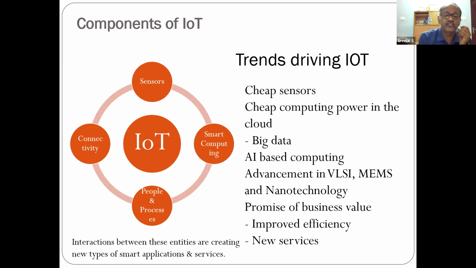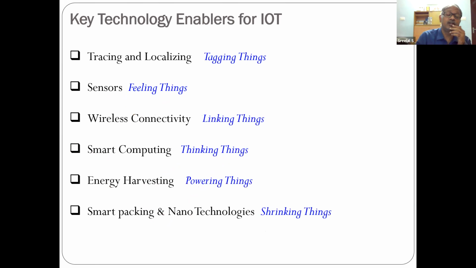Now, what are the components of IoT? Sensors, smart computing, people and processes, and connectivity. These are the various arms of this technology driving the IoT. So cheap sensors, cheap computing power in the cloud, big data, then concepts such as AI-based computing, advancement in VLSI, MEMS, and nanotechnology. All these technologies converge in order to make IoT possible.